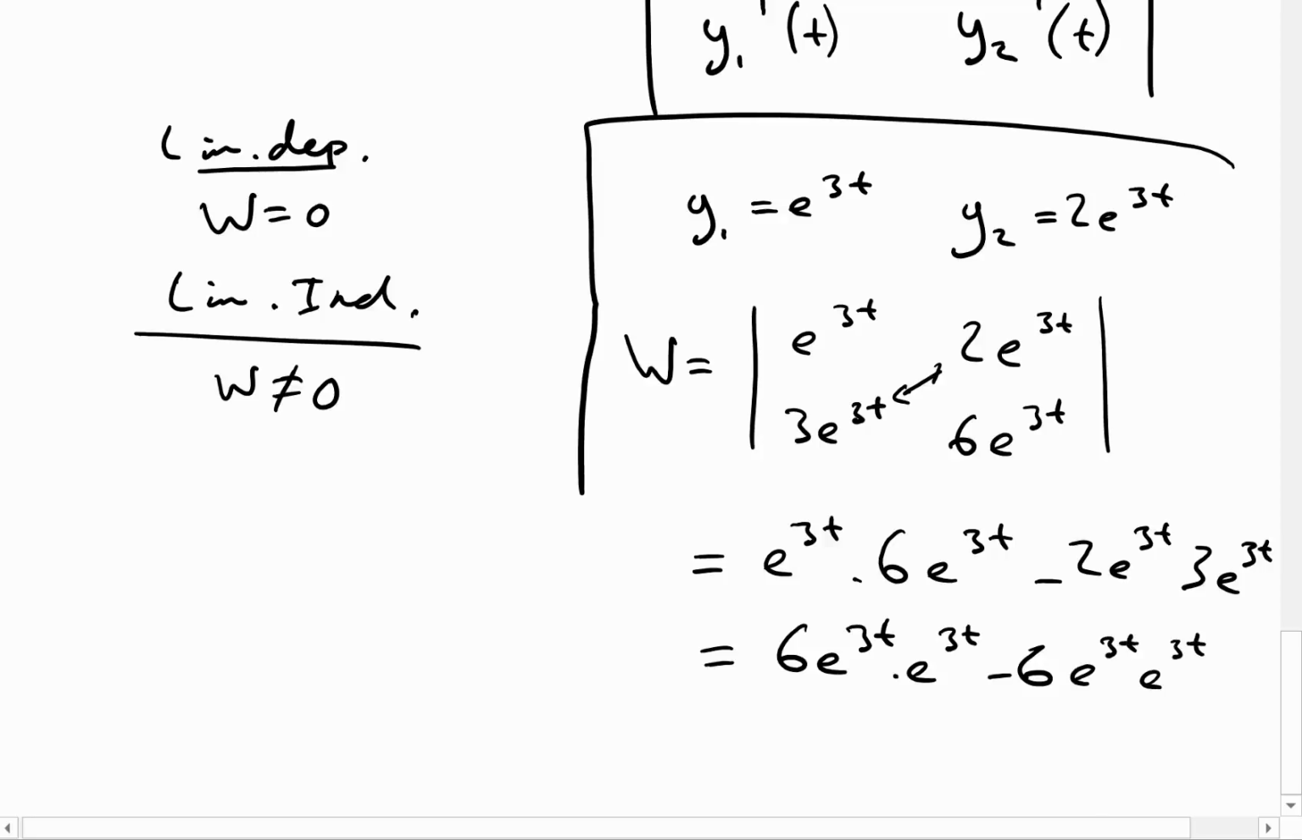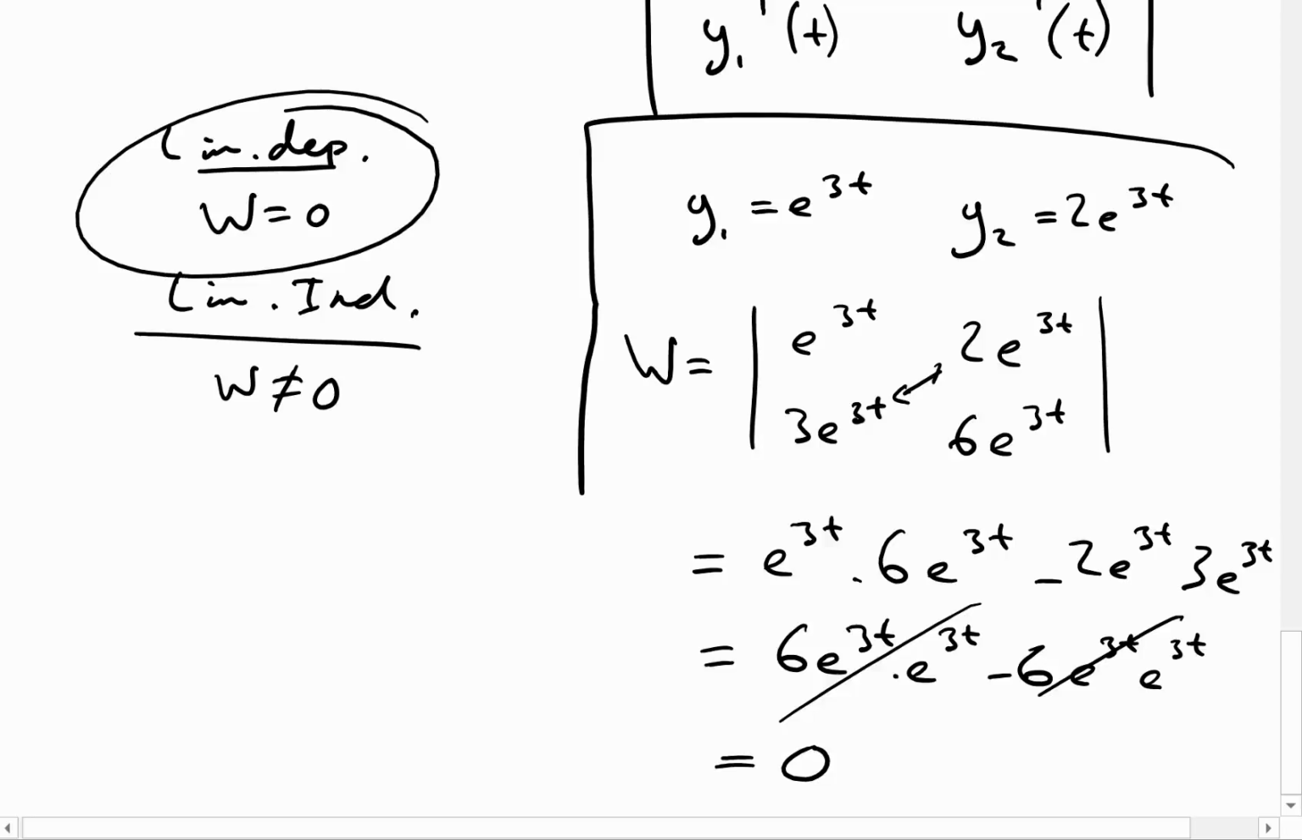Hopefully you can see that they're the same. They immediately cancel off, so that should be 0. Therefore we've verified from the Wronskian that they are linearly dependent. Essentially, because a cancellation occurs, the Wronskian should be 0, because one should be a multiple of the other. So when we take the Wronskian, there should be a cancellation.